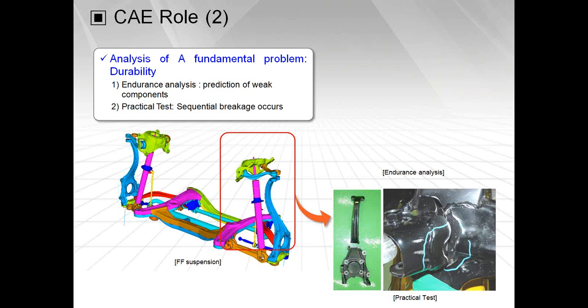Now, it can also predict the durability of a car and its component, for example. So another possible simulation is the durability of the components, so fatigue analysis in order to determine where you will have some yielding inside the parts.